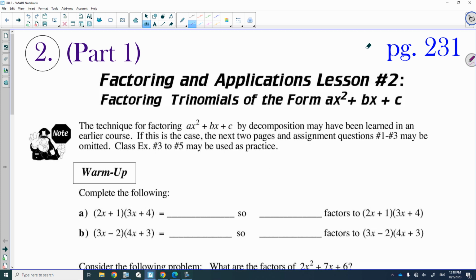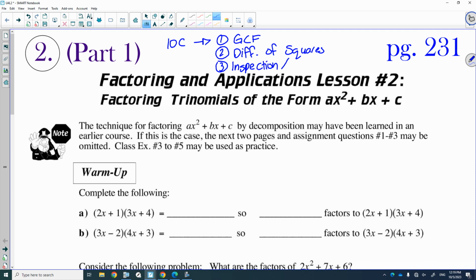Okay, so what we were reviewing was methods of factoring. So remember that I told you from 10C, the methods of factoring that you need to know are GCF, which we reviewed last class, difference of squares, we reviewed inspection, and inspection I informally call that PSA 1.